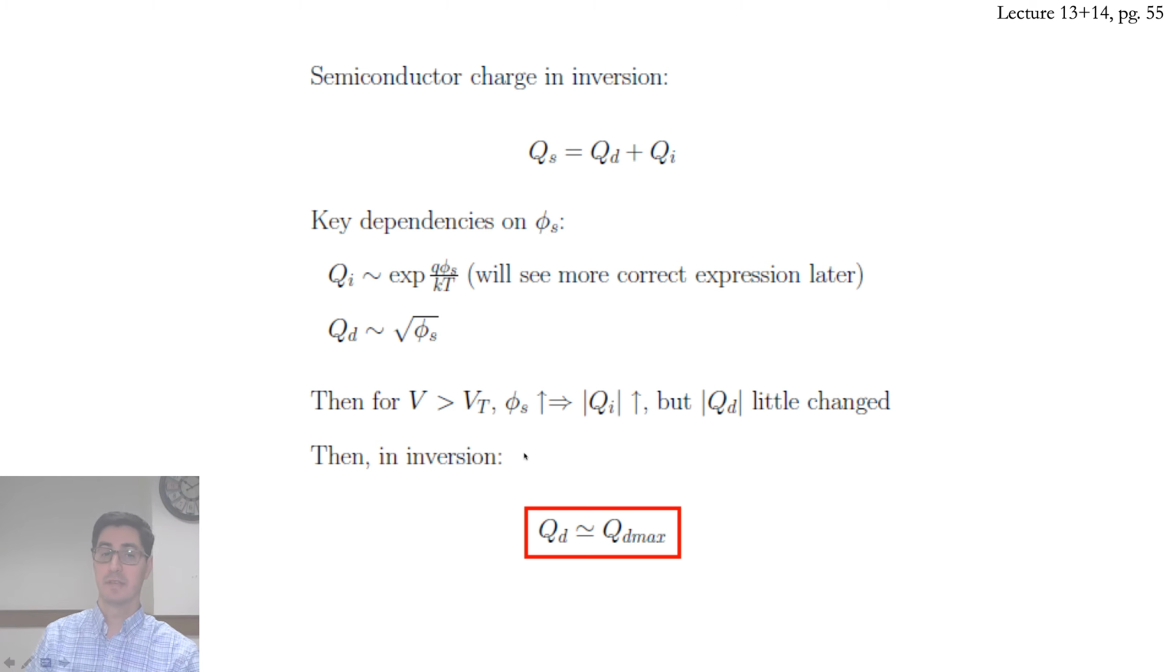As we increase our voltage past threshold, phi s has to increase, right? If phi s doesn't change at all, then we won't have any more charge in our semiconductor. But just imagine that phi s changes just a little bit. If phi s changes just a little bit, my inversion charge can change a lot, but my depletion charge is changing very, very little. And so that's why in inversion, our depletion charge really stops growing and it just becomes QD max. We just take it to be the value at threshold.